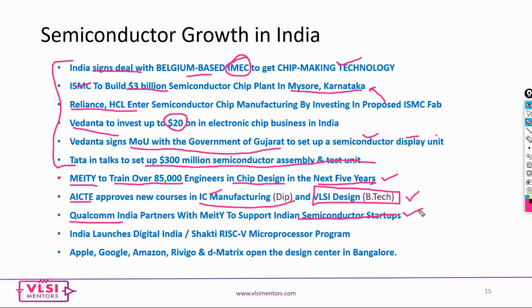So there are a lot of new startups coming up with innovative product lines. Now, if you look at technology or innovation on the design side, India launched two different processes: one is the Digital India process and then the Shakti process, which came in homegrown at IIT Madras. And in terms of companies, Apple, Google, Amazon, Rivigo, and D-Matrix have all opened their design centers in Bangalore and are expanding a lot.